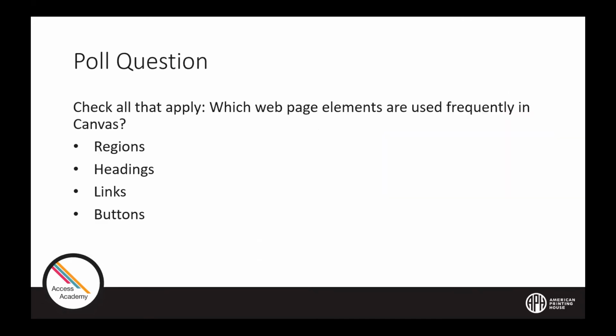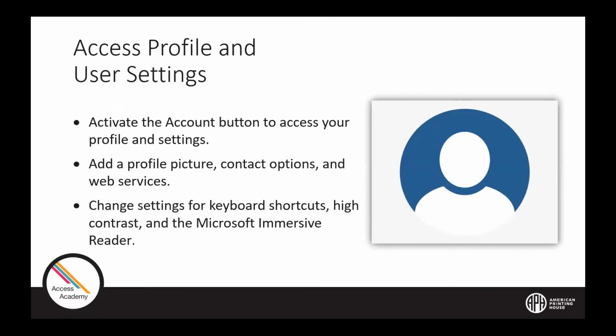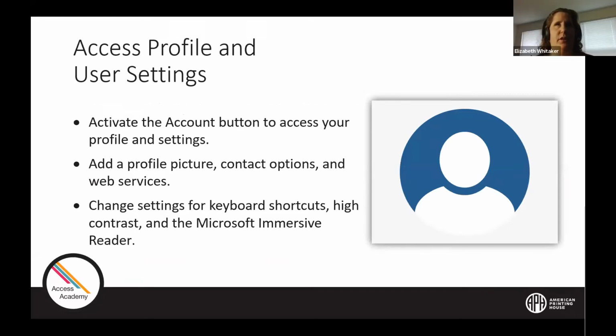So I'm going to go forward to our access profile and user settings slide. Elizabeth, just tell me when you're ready to share. You can activate your account button, which is where you're going to find your profile and settings. There you can add a profile picture, contact options, and web services. You can change the settings for keyboard shortcuts, high contrast mode, and Microsoft Immersive Reader, which if you use Microsoft Edge, you may be familiar with. It allows you to read content, it'll read it to you, or it'll allow you to read content without all of that clutter. You can also underline links to help make them more visible. And then you also have some to-do items that you can change the settings for.